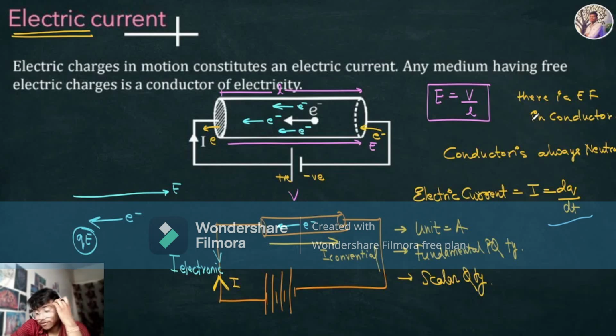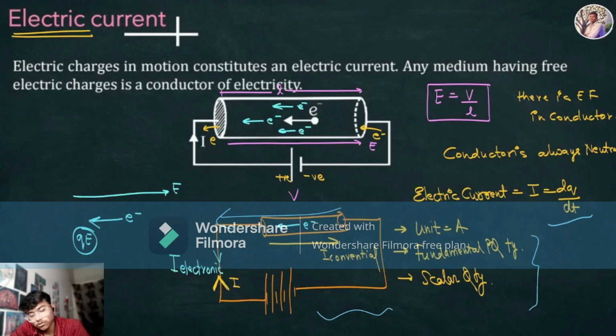Firstly, what is current? We all know there is current flowing in the wires. The moving of electric charges inside a conductor is known as electric current. Just like in this circuit, electrons go from there to there, and we take the conventional flow of current opposite to the flow of electrons.